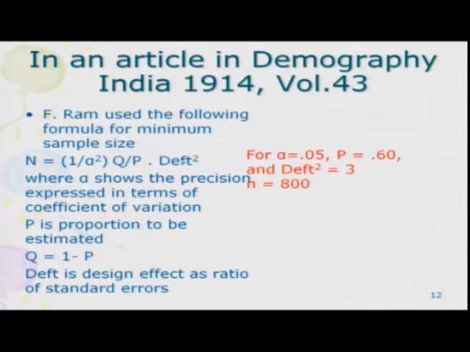Obviously, if deft is more, then a bigger sample will be required. If alpha is more, then lesser sample is required. If q by p is more, then a bigger sample is required. So, I thought that I can discuss this formula of Demography India 2014.